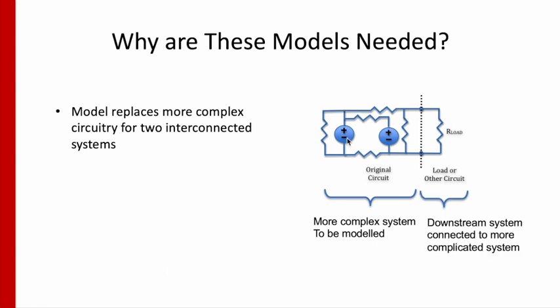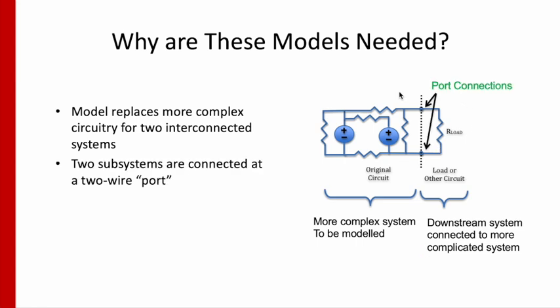Over on the right is another interconnected system on the downstream side, connected to that more complicated system. In this case, maybe it's just a single resistor, a simple load like that, or maybe it's your house. So PG&E here, your house there. In between the two is what we refer to as a port, and it is a two-wire port connection. Right where this dashed line is, we put these little circles in there to symbolize the port connection.